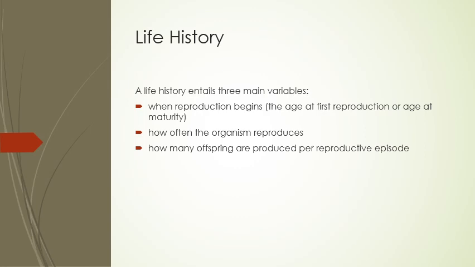So life history traits, what makes these type 1, type 2, and type 3 organisms different from each other, is the age at reproduction, the initial age of reproduction, how often the organism is able to reproduce, and how many offspring are produced per reproductive episode. So again, for your presentations, you're going to need to figure all that out for your organism.